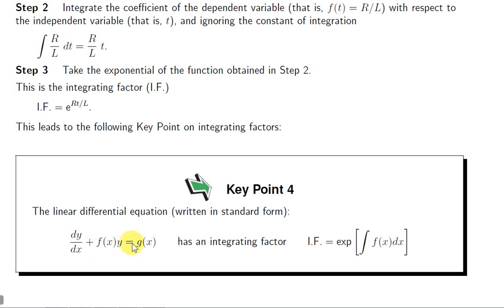In the last video we used the integrating factor method to solve a differential equation. Now in this video I'll just do a quick proof of the integrating factor method. So here's our linear first order differential equation. We saw that the integrating factor is got by integrating the coefficient of y with respect to the independent variable x and then taking the exponential.